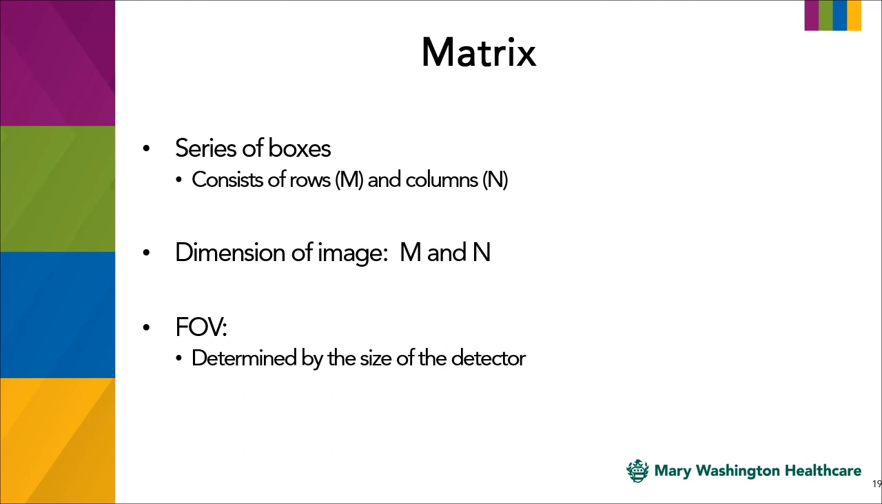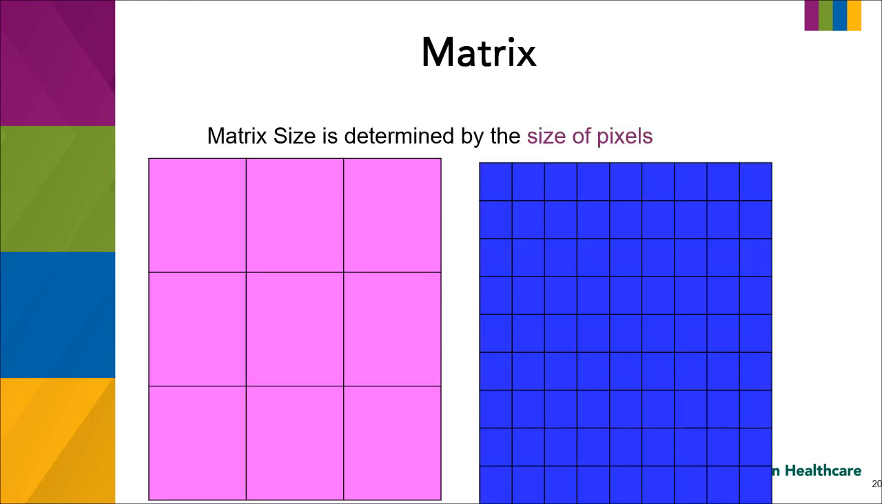A matrix is a series of boxes. It consists of rows and columns, M and N. The dimension of the image is M and N, which would be M times N. And the FOV is the field of view, determined by the size of the detector. Matrix size is determined by the size of the pixels.